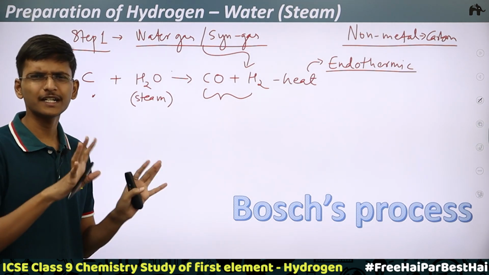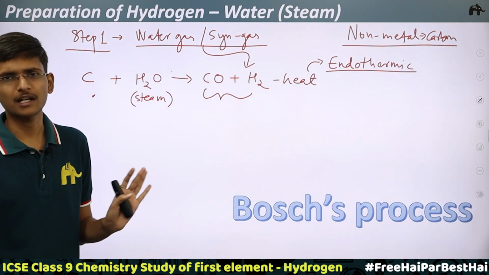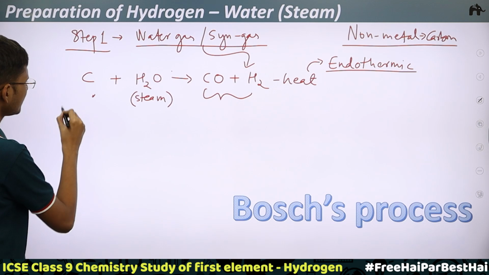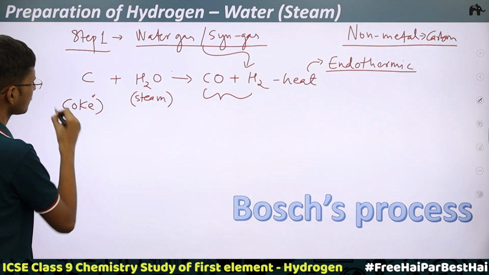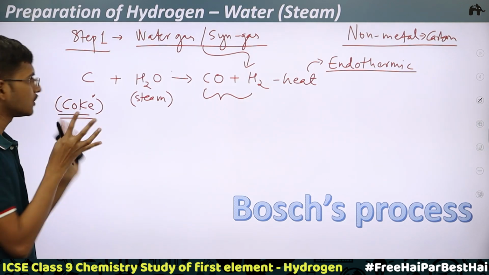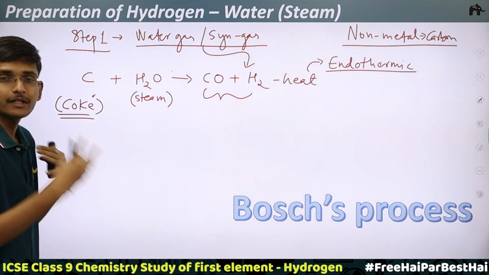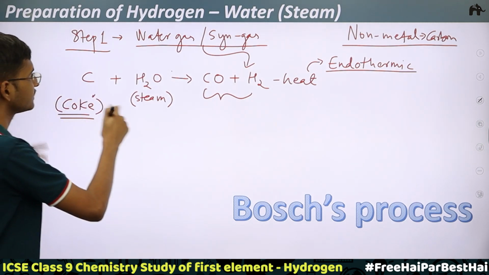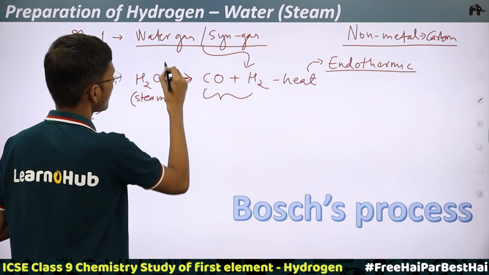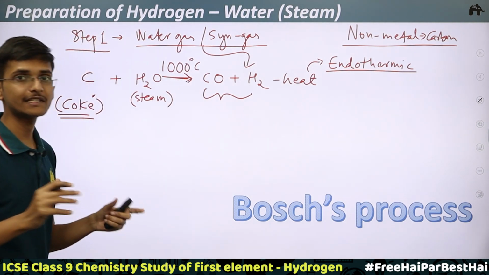When we burn coal, we get coke. You can remember it this way. And this coke mostly contains carbon, right? So that's the reason we are taking coke, because we want our carbon to react with steam, and coke mostly has carbon. So carbon is reacting with steam, but how do we carry out the reaction? We maintain a temperature of 1000 degrees Celsius.